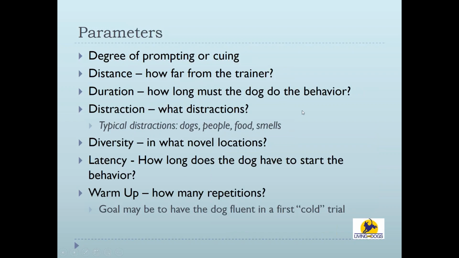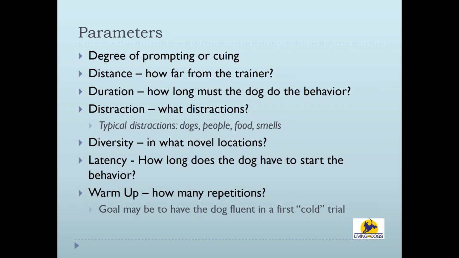First of all, we have to know what criteria we're going to be asking the dogs to do. So basically in any behavior, we've got a certain amount of prompting we're going to do or cueing. Prompting is physical, cueing is verbal. And distance means how far away from the trainer. Duration is how long the dog is going to have to do this particular behavior. Distractions: is somebody going to be walking on the field, or is there going to be food dropped on the field somewhere, or what kinds of things is your dog going to have to work through?